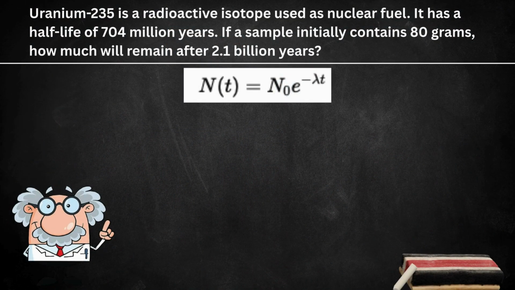Uranium-235 is a radioactive isotope used as nuclear fuel. It has a half-life of 704 million years. If a sample initially contains 80 grams, how much will remain after 2.1 billion years?